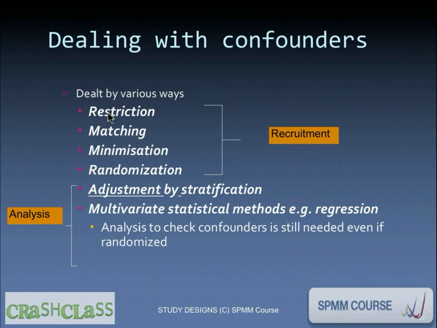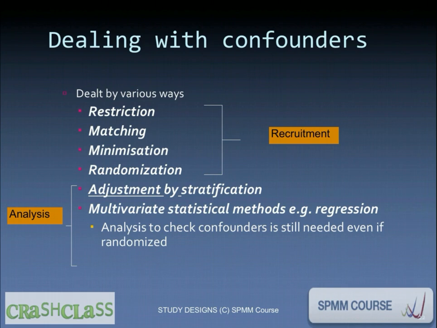Restriction is not allowing the confounder to be a part of the recruitment. So anybody who is a smoker, don't come to my study, because I'm studying the relationship between alcohol and gastric cancer. I'm comparing alcoholics and non-alcoholics. I do not want to take anybody who is a smoker into my study. I just completely avoid them. By restricting smokers, I am eliminating the effect of that confounder.